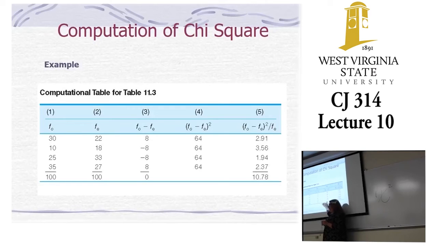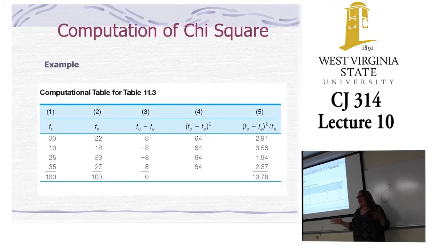For all of our squares, we divide by the frequency of the expected. So we have 64 divided by 22, 64 divided by 18, 64 divided by 33, 64 divided by 27. That's where we're getting these numbers from. With me? That's it. We add it all up. We have a chi-square of 10.78. That's our chi-square statistic.